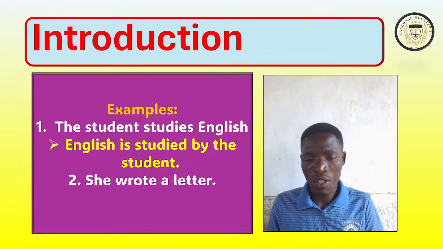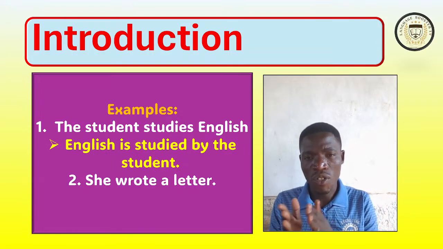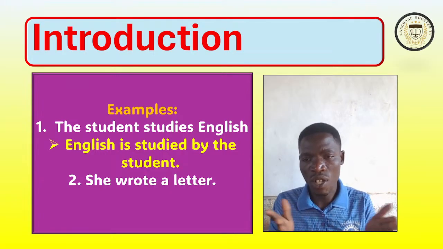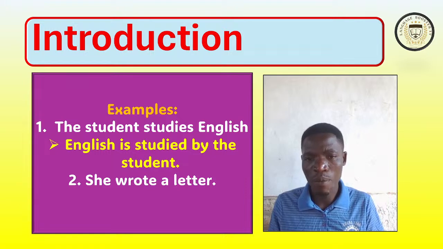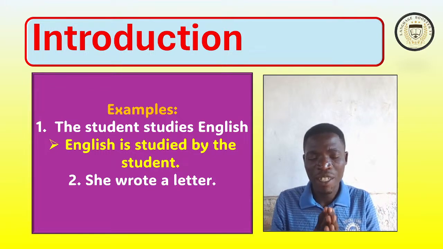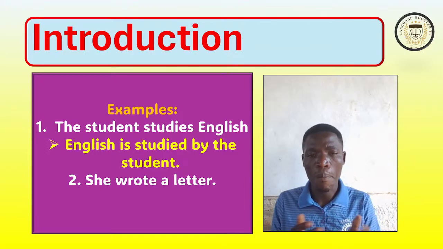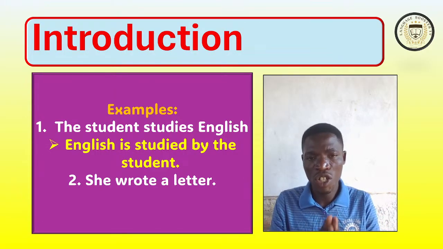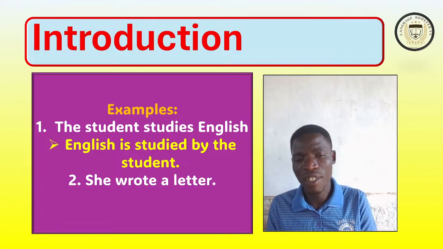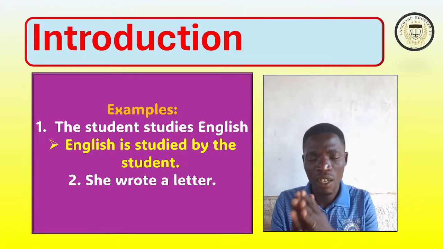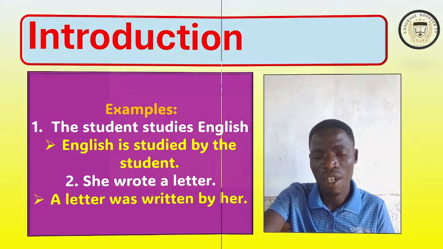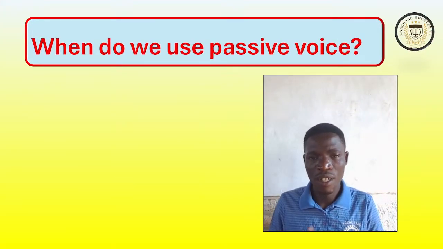Example number 2: she wrote a letter. She is the subject, the verb is wrote, and a letter is the object. When you put it in passive voice, we start with a letter, then the verb to be in the tense of the main verb, that is was, then the past participle of the main verb, written, then by her. She is the subject, but in the objective case it becomes her. So a letter was written by her. That is passive voice versus active voice.